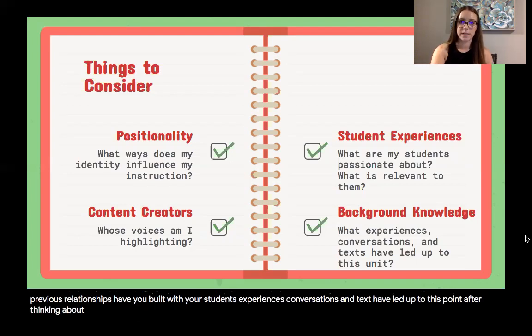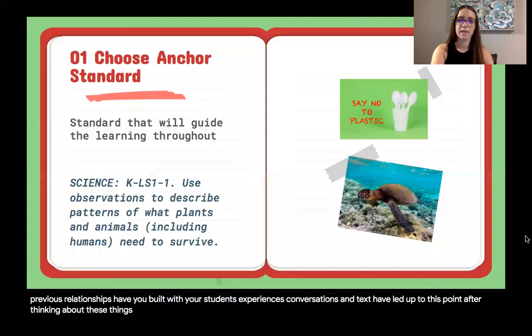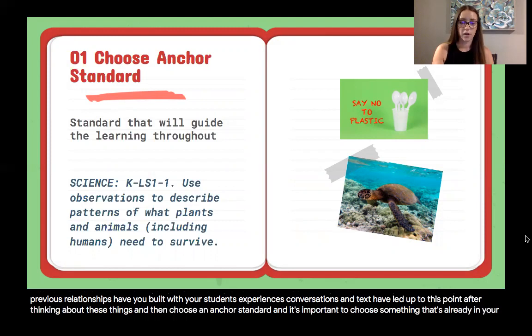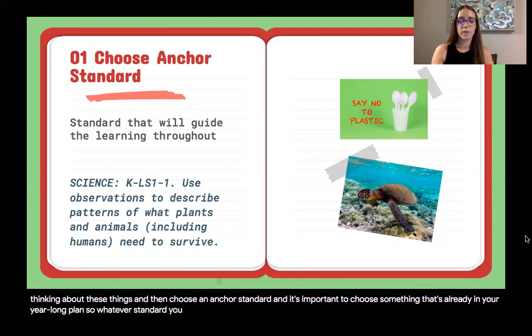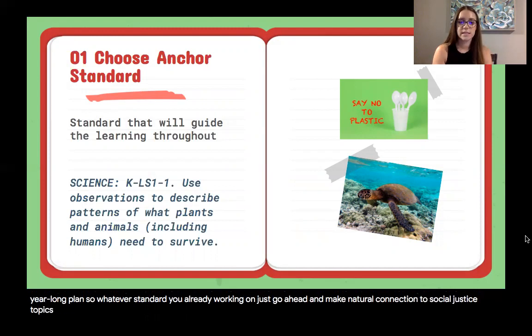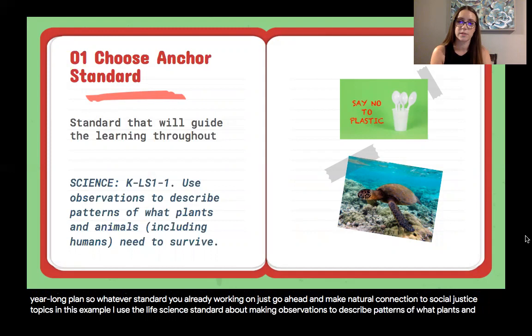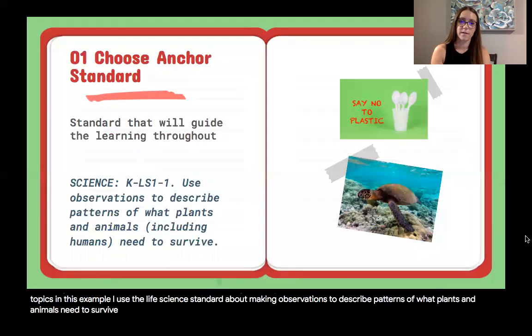After thinking about these things, then choose an anchor standard. And it's important to choose something that's already in your year-long plan. So whatever standards you're already working on, just go ahead and make natural connections to social justice topics. In this example, I used the life science standard about making observations to describe patterns of what plants and animals need to survive.